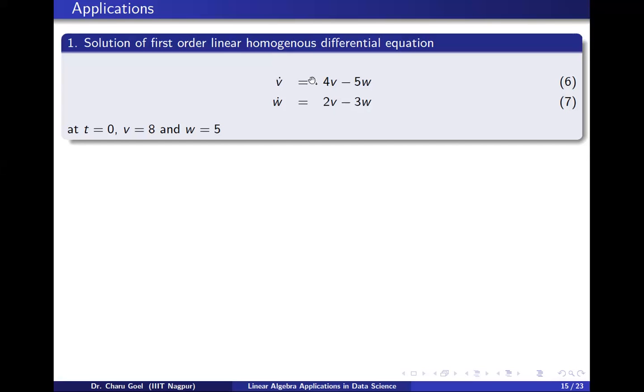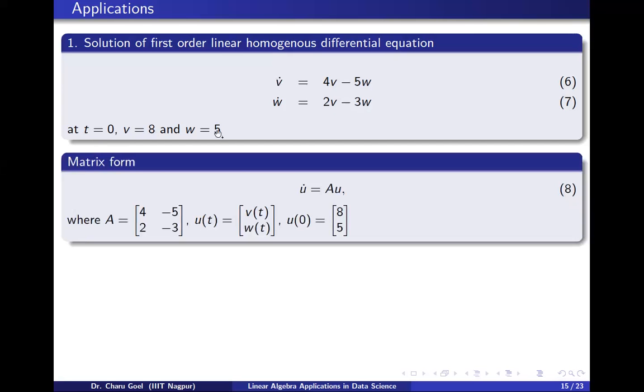So both are depending on t. At t equal to 0, the initial value is given: V is 8 and W equal to 5. So how can we use this? Let us bring this system of first order linear homogeneous differential equations to a system of linear equations that we have been talking about for almost the last 55 minutes.